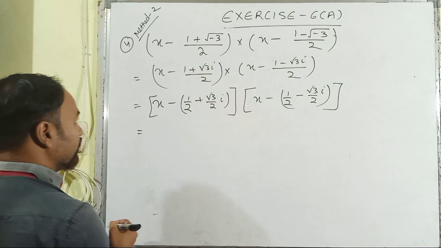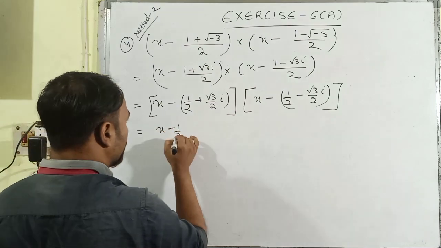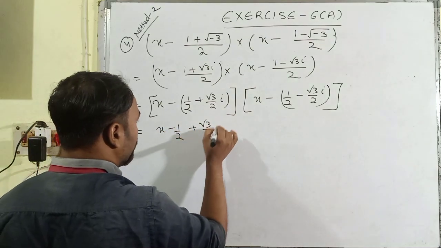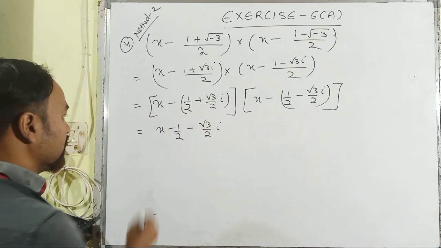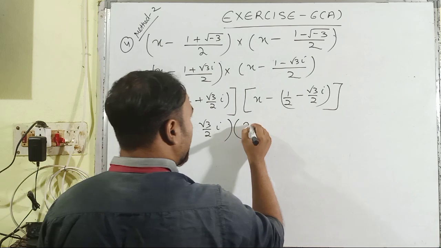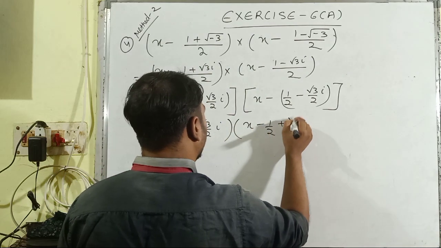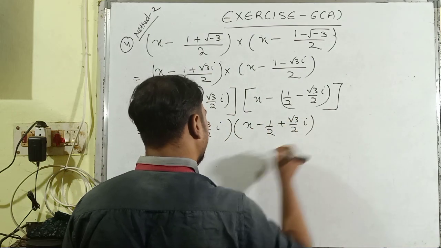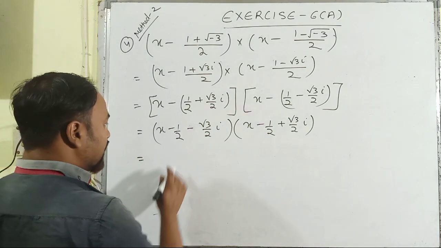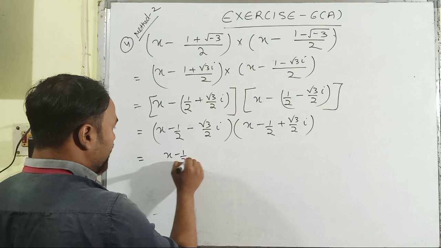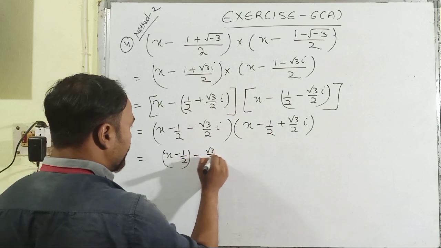Then simplifying, it is x minus 1 by 2 plus root 3 by 2i, it is minus into plus, it is minus. Then again x minus 1 by 2 plus root 3 by 2i. You can convert this expression into such a form so that it will be x minus 1 by 2 minus root 3 by 2i.